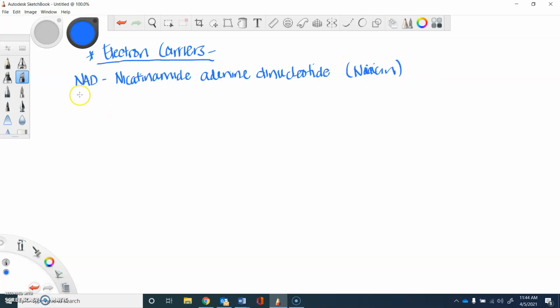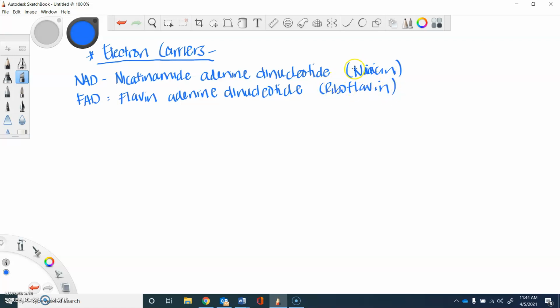The other one is called FAD, and that is flavin adenine dinucleotide. And that comes from riboflavin. And these are both B vitamins.